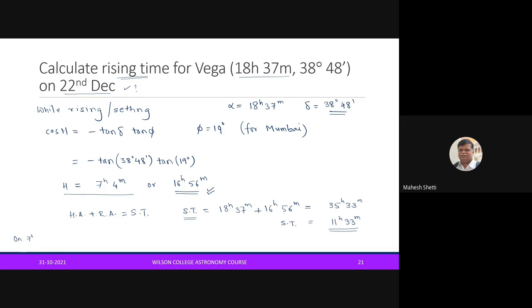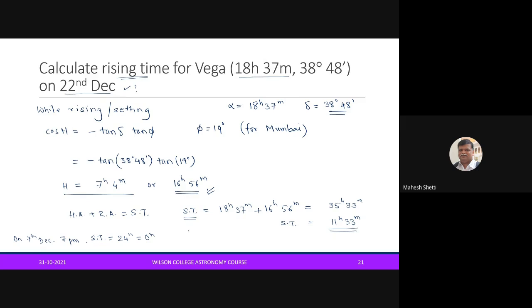On 7th December, 7 p.m., sidereal time is double the month. In this case, it is the December month. So the 12th month multiplied by 2 is 24 hours, or the same as 0 hours. So on 7th December, 7 p.m., sidereal time is 0 hours. On 22nd December, at what time will the sidereal time be this? That is the question.